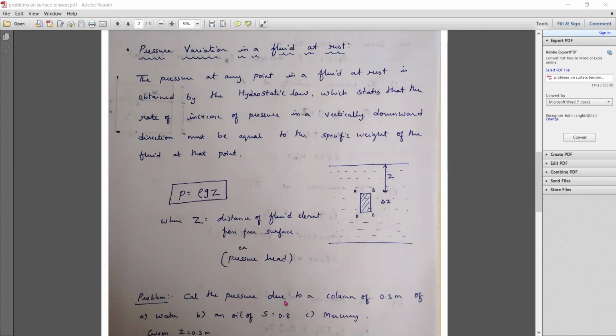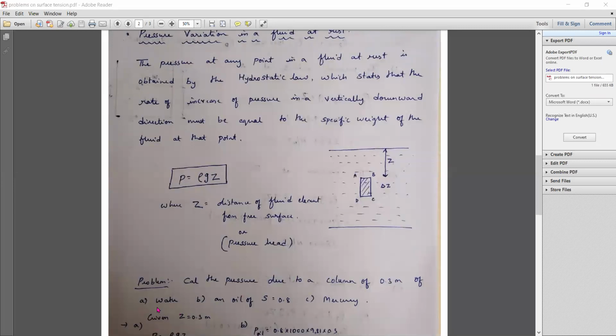Calculate the pressure due to a column of 0.3 meter of, first, water; next, B, an oil of specific gravity 0.8; and third, mercury. What is it asking to find? It is asking to find the pressure inside the water at a distance of 0.3 from the surface. So what will be the pressure on this element, if the column height, this Z value, equals 0.3 meters?